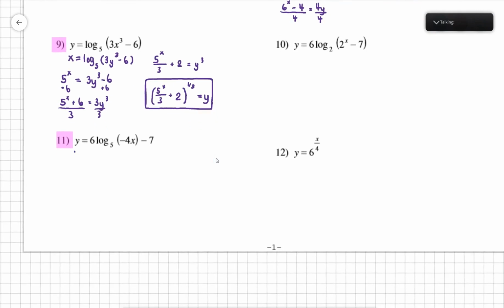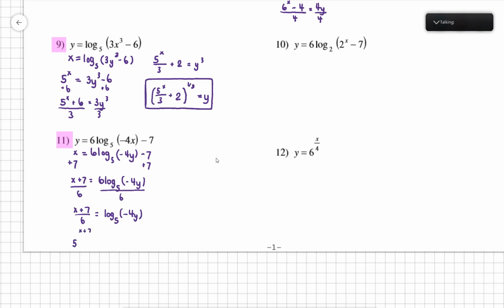Then on number 11, x equals 6 log base 5 of negative 4y minus 7. First thing I want to do is add 7. X plus 7 equals 6 log base 5 of negative 4y. Divide everything by 6. X plus 7 over 6 is equal to log base 5 of negative 4y. Convert: 5 to the power of x plus 7 over 6 is equal to negative 4y.